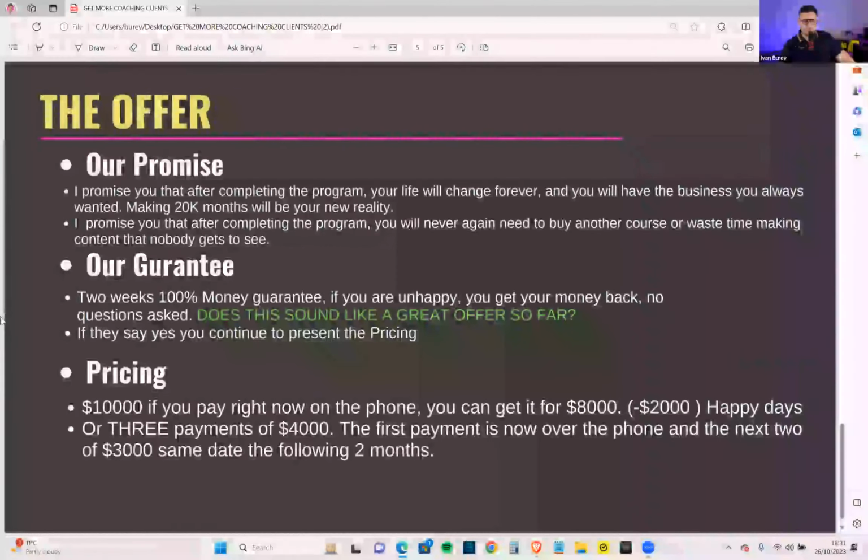So you need to be careful with the guarantees, but I would say 2 weeks, 100%. In my case, in my experience, is a great guarantee.